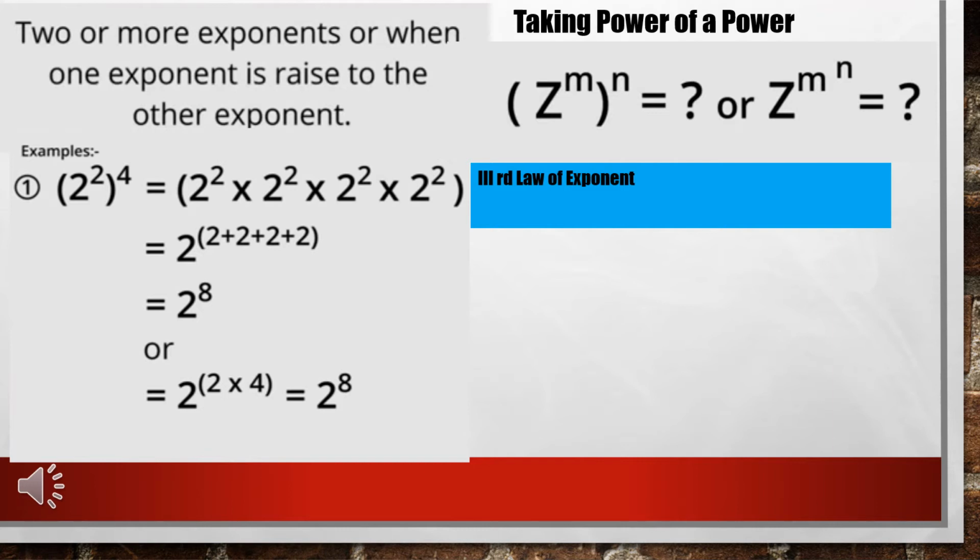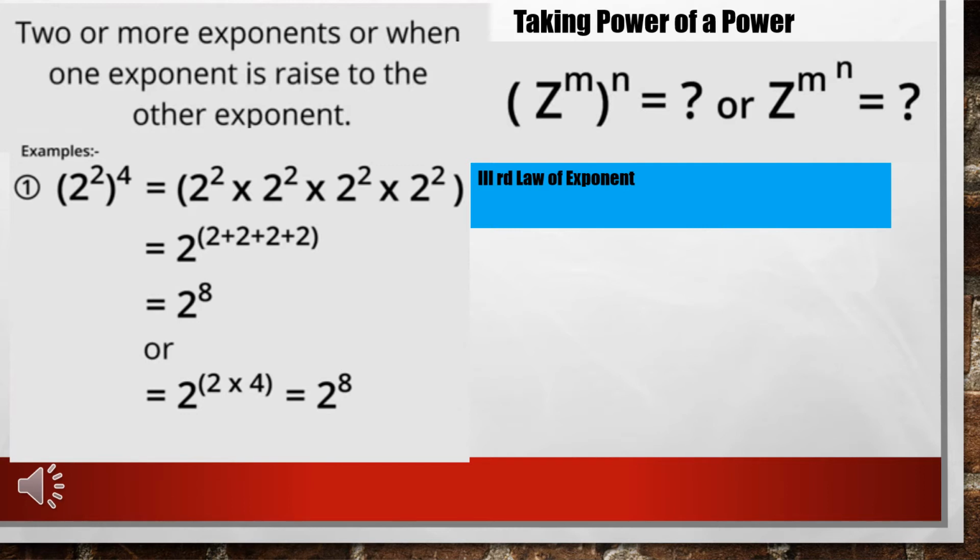Here we have arrived at another question. That is, we have multiplication of powers with identical bases. 2 square into 2 square into 2 square into 2 square can be written as 2 raised to 8. We can add all the exponents together. Therefore, we get 2 raised to 8. Here, the exponent 8 comes by multiplying 2 and 4. That is, 2 raised to 8 is equal to 2 raised to 2 into 4.